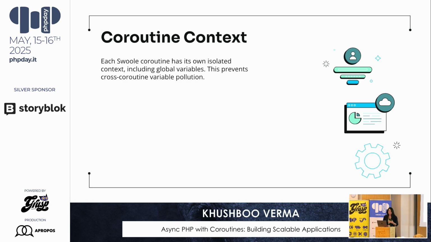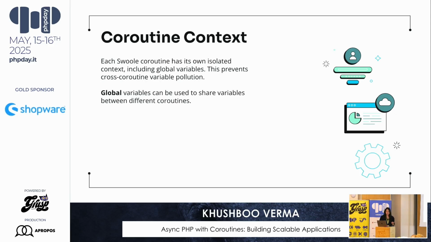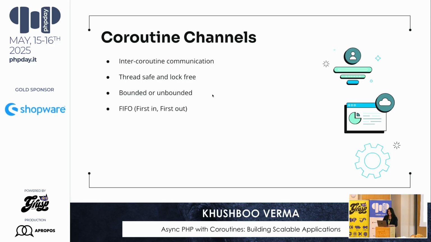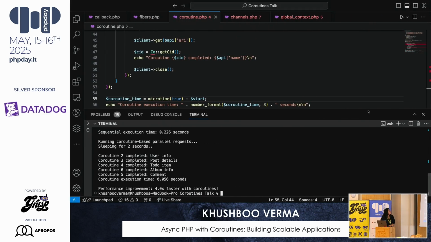Now, there's also context. These things are happening in parallel, so what if you want shared context between them? Each Swoole coroutine has its own isolated context, which is its local context. We can also define some global variables if you want to share some state across multiple coroutines. Basically, each coroutine has an isolated environment so that they do not hamper each other's processes or pollute each other's variables. So these global variables are used to share state. I'm just going to show you an example of global variables.